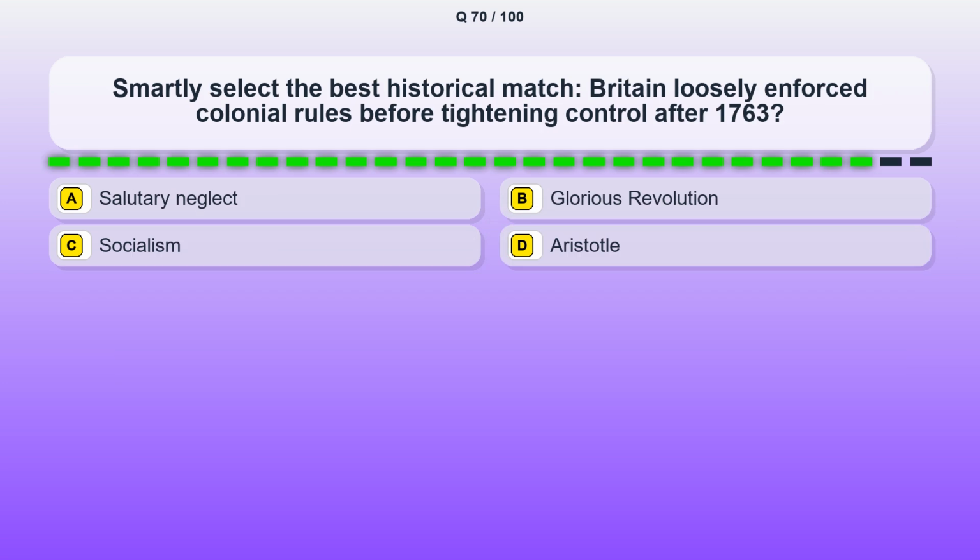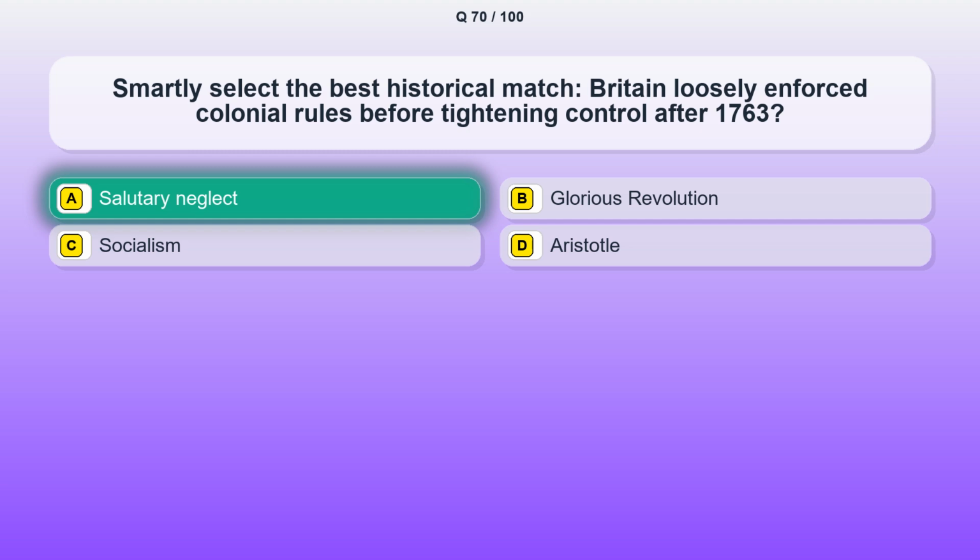Question 70. Smartly select the best historical match. Britain loosely enforced colonial rules before tightening control after 1763. Option A, salutary neglect. Option B, Glorious Revolution. Option C, socialism. Option D, Aristotle.